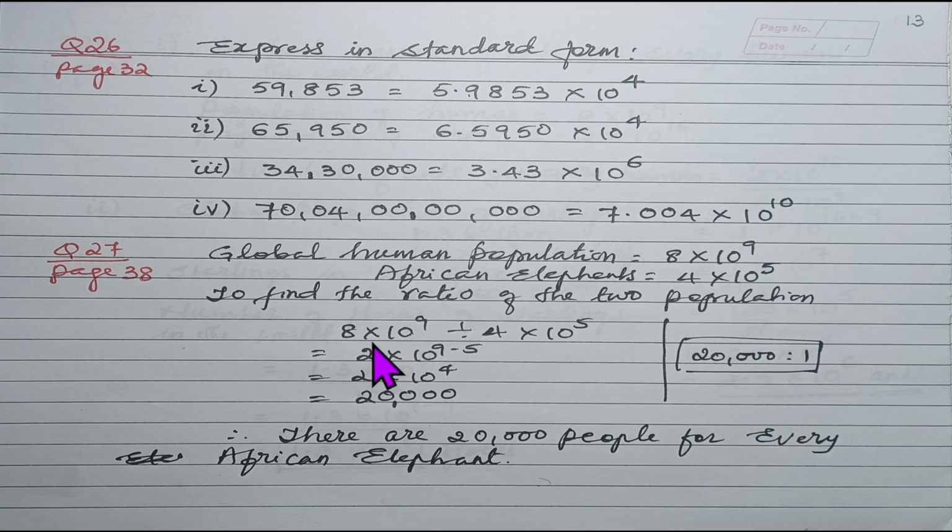So the ratio will be 8 into 10 raised to 9 divided by 4 into 10 raised to 5, and that is 2 into 10 raised to 9 minus 5, that is 2 into 10 raised to 4, and the answer is 20,000. Therefore the ratio of the human population to African elephants is 20,000:1. So remember that.